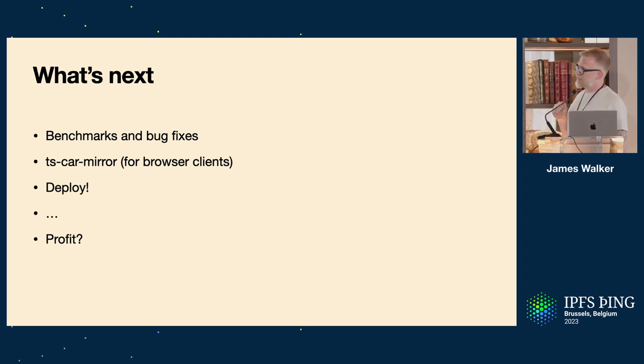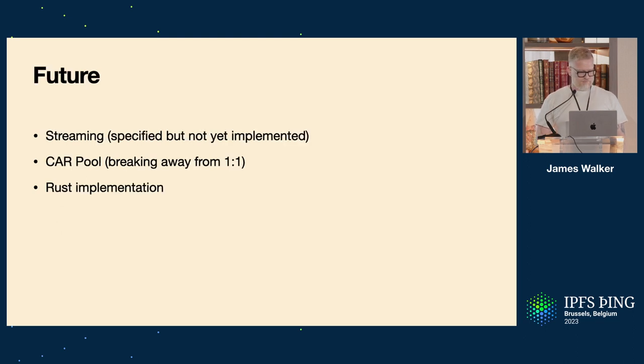Next up is TS or JS Carmier. Again, our primary target is in browser. We started with Go so that we could add it to Kubo and other Go-based implementations. Next up is the JavaScript end, and then we'll deploy and profit. Other future things for Carmier: we've specified but not yet implemented some features.